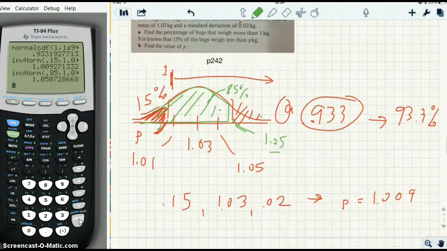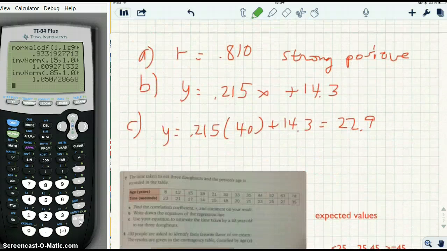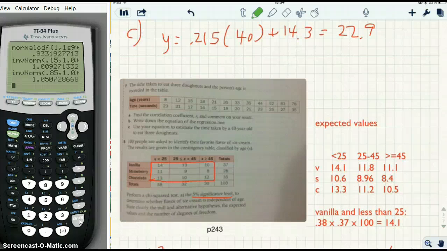So next video I will be doing the problem from page 243, which is a chi-square problem.